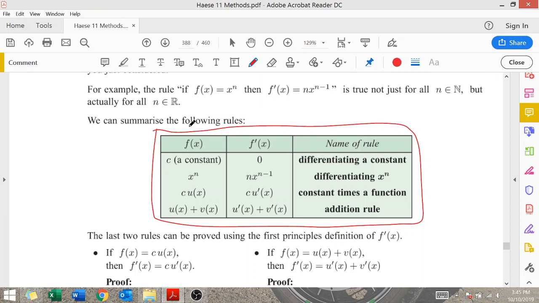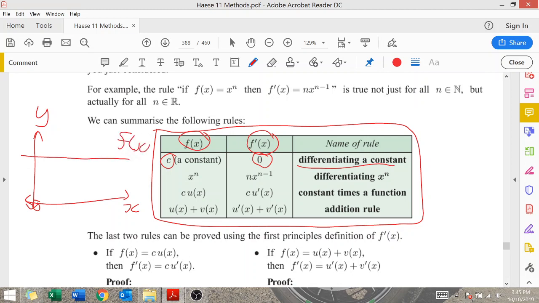So here we go. If we had some function f of x, which is a constant, just some constant value, then its derivative will always be 0. We call that differentiating a constant. Very quickly, let's show you why that is, because this is a trivial rule, but it's worth visualizing. So there's our function f of x, and there is c. C could be any value, it could be 5, it could be 7. And if we have a graph, say f of x equals c, then it's just a straight horizontal line through c.